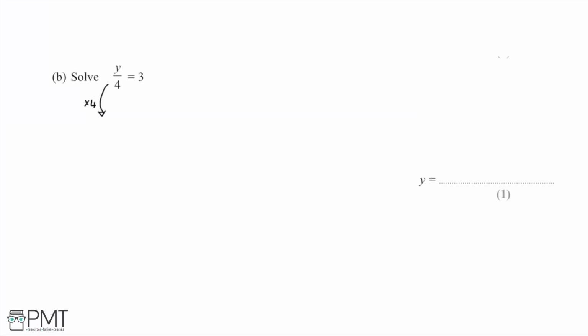So y over 4 multiplied by 4 just leaves us with y. And y is going to be equal to 3 multiplied by 4, as we have to do the same thing to both sides of the equation. So 3 multiplied by 4 gives us an answer of 12. So in this instance, y is going to be equal to 12 to gain us the mark here.